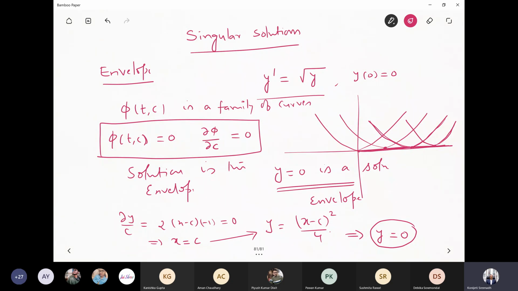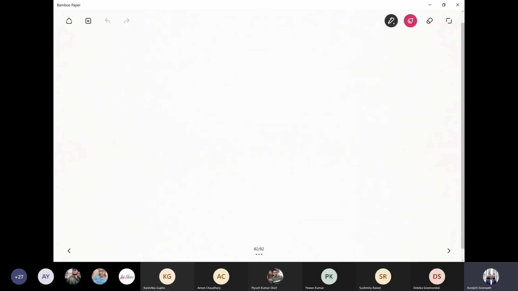So what we are seeing here is that if you are given a one parameter family of curves, then you can find the envelope. At times it may not be easy to find this one parameter family. If you can find it, it's fine. We can write these two equations, and then, for example, y prime equals square root of 1 minus y squared. You can see that the solution of this is sin(t plus c).